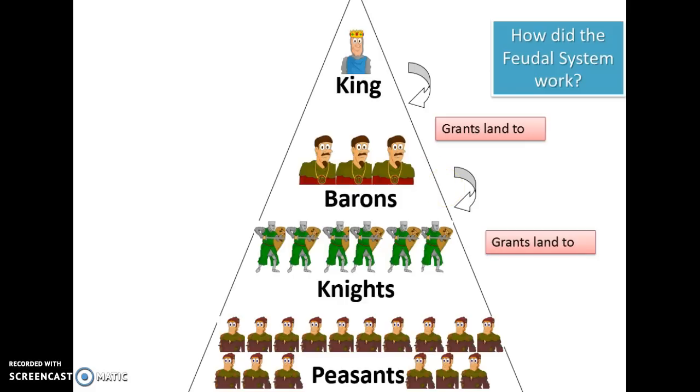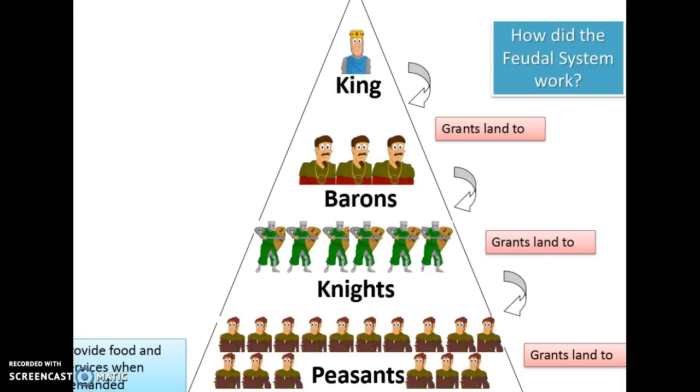Do you see a pattern? What's going to happen next? The knights are going to grant land to the peasants. So here we have a big passing of territory, and everybody wants a piece of land, and everybody gets a piece of land in the feudal system. We're going to have some arrows going on this side too.